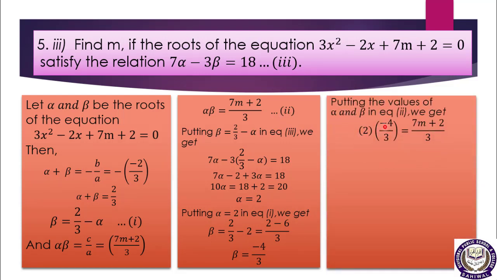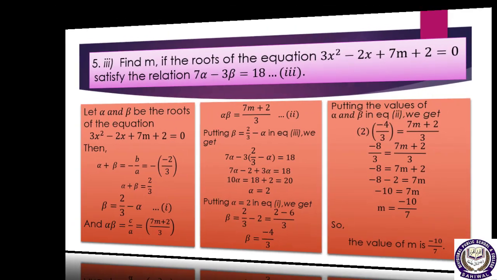2 times minus 4 over 3 equals 7m plus 2 over 3. Multiplying this, solving this, we get minus 8 over 3 equals 7m plus 2 over 3. Simplifying it for the value of m, we get minus 10 equals 7m. So the value of m is minus 10 over 7.